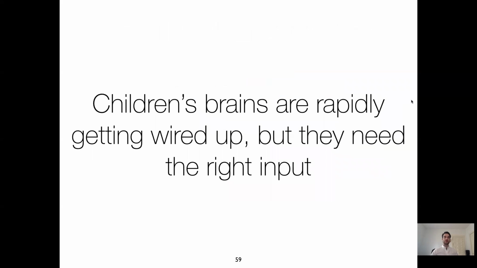So this is why I've been talking about this idea that children's brains are rapidly getting wired up during this period of life, but they really critically need the right sort of input. And if you deny a child that sort of input, if you deny a brain that sort of input, it's not going to be able to develop in a normal, typical way, not only for things like intelligence or social capabilities, but even for things as basic as vision. Remember that cat that we saw a little bit ago.